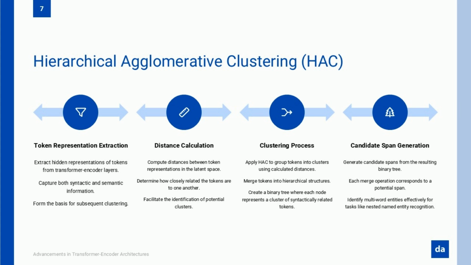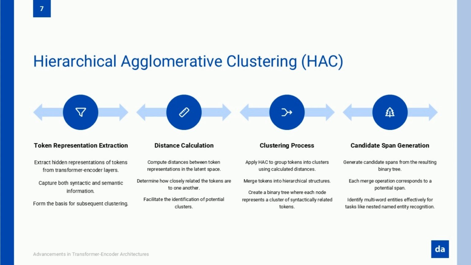These representations are more than just data points. They're rich vectors that capture both the syntactic and semantic nuances of language, forming the foundation for everything that follows. Imagine starting with a series of interconnected threads, each one representing how words relate to one another. HAC's job is to sort and cluster these threads into coherent groups. The first step in the process is distance calculation. It's here that the model determines how closely related tokens are to one another in the latent space. Think of it as measuring the strength of connections in a web of words. Words that share a strong syntactic or semantic relationship are kept closer, while unrelated ones are pushed further apart.